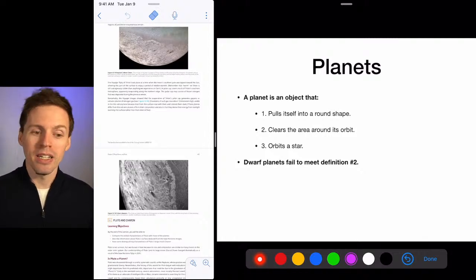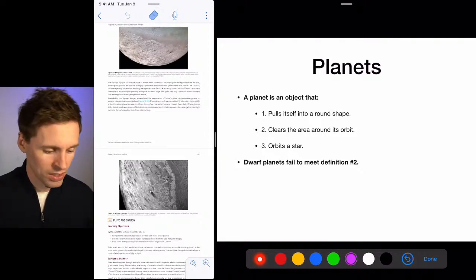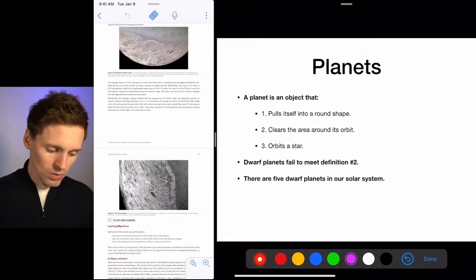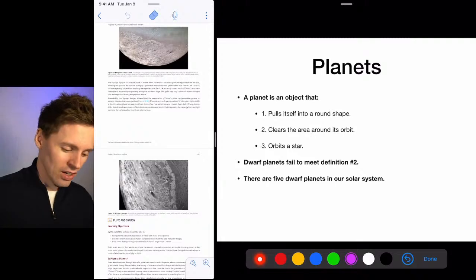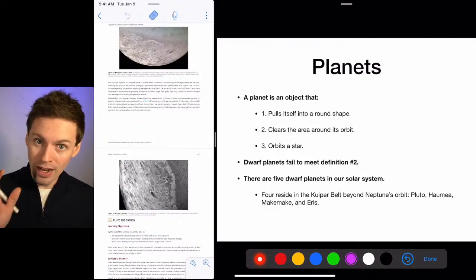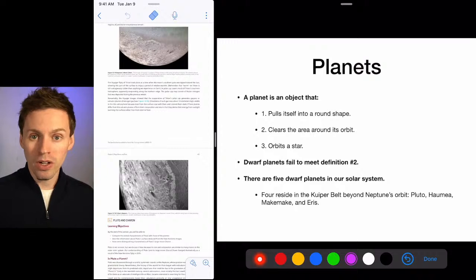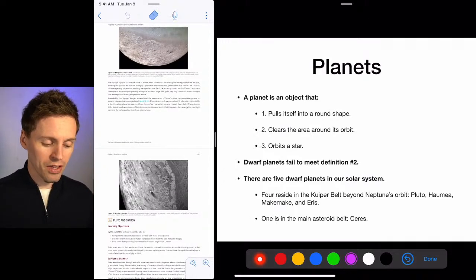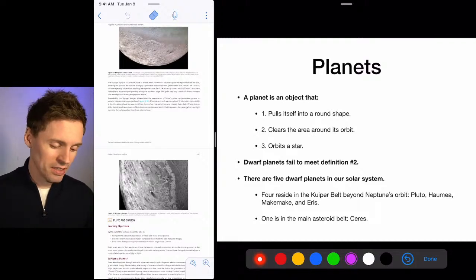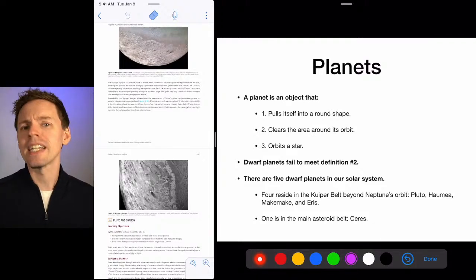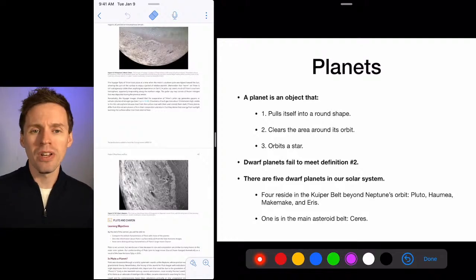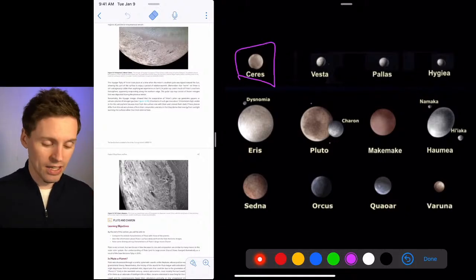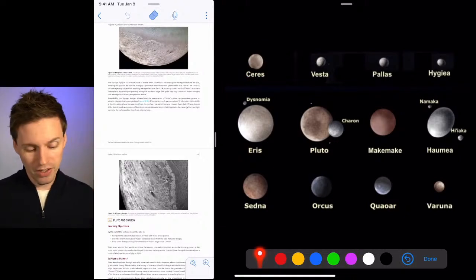Pluto is a dwarf planet because it fails to meet the second criteria. It doesn't clear its orbit. It's not the only thing orbiting the sun in its vicinity. There are 5 dwarf planets at least in our solar system, and 4 reside beyond Neptune, so beyond Pluto, in what we call the Kuiper Belt, and that's Pluto, Haumea, Makemake, and Eris. And one of them is in the main asteroid belt. Ceres was, we thought for a long time, the biggest asteroid in our solar system, but we've promoted it to a dwarf planet. So we got Ceres, which was the biggest asteroid, and now it's one of the smallest dwarf planets.